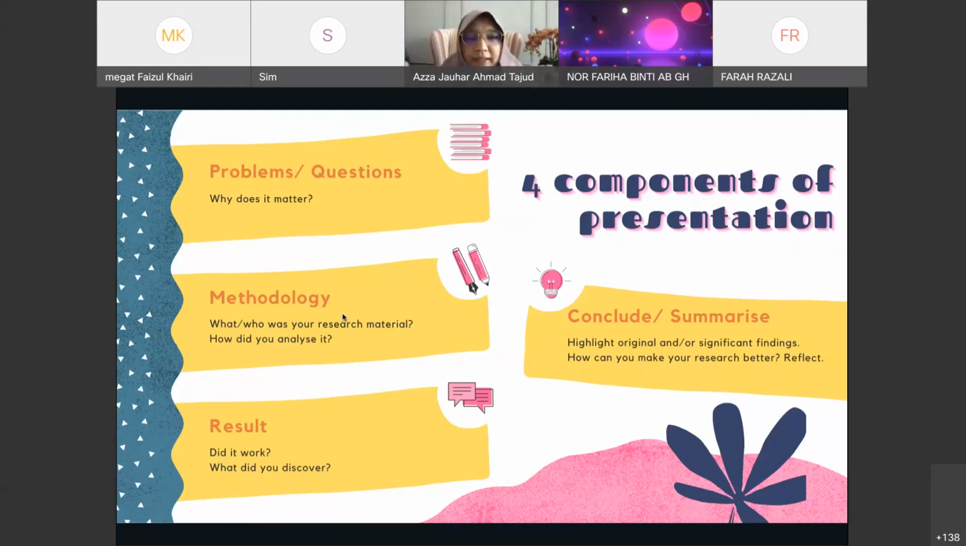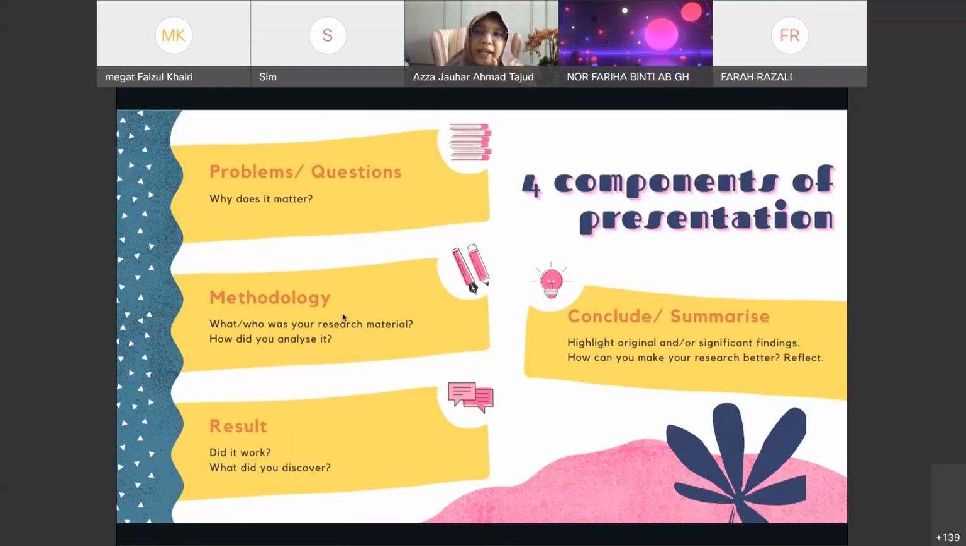So the third one is result. In the presentation, you need to put in your result. What worked, what didn't work, what did you discover, what are the substantial findings that you discovered, apa findings yang mungkin tak sama dengan findings orang sebelum ini. So you have to report that. You have to share your results with others, and then you summarize. Summarize by highlighting your significant findings.